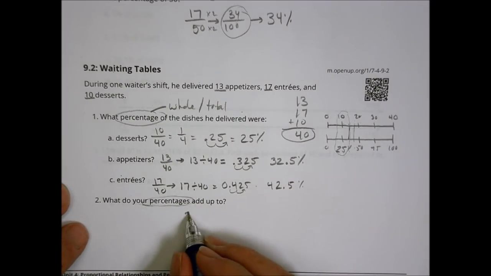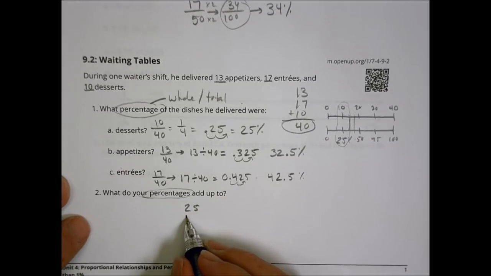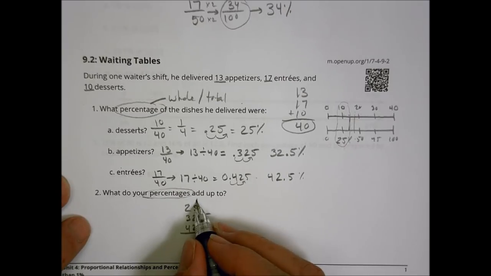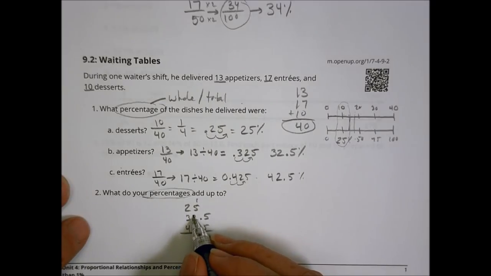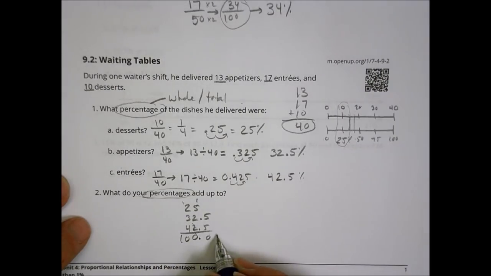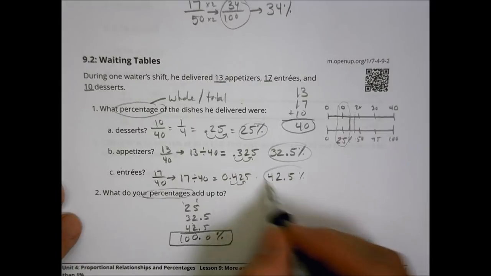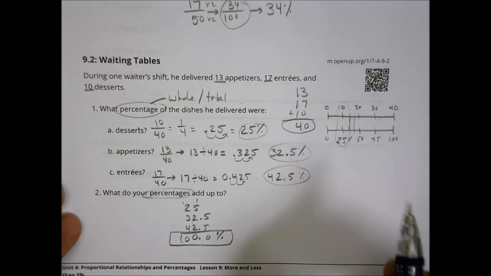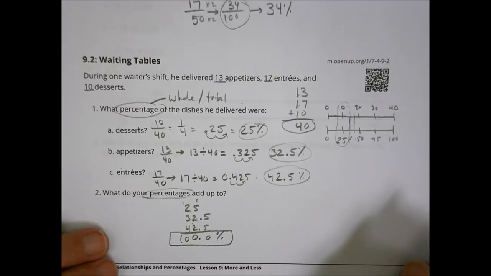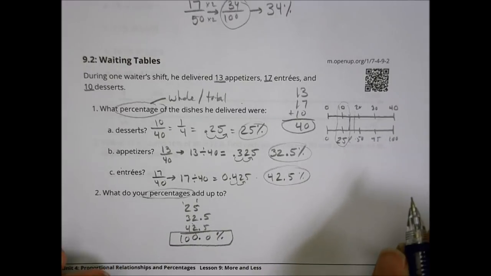So what do your percentages add up to? In our case, we had a 25 to begin with, we had a 32.5, and a 42.5. So 5 plus 5 is 10, we carry the 1. We have 5, 6, 7, 8, 9, 10, carry the 1. We have 1 plus 2 is 3, 3 more is 6, and 4 make 100. So all together we end up with 100%, which is what it should be. Everything should total 100% because all three of those combined equals the whole. Okay? So that's kind of the idea of what we do there.